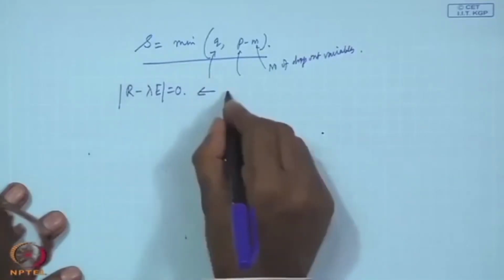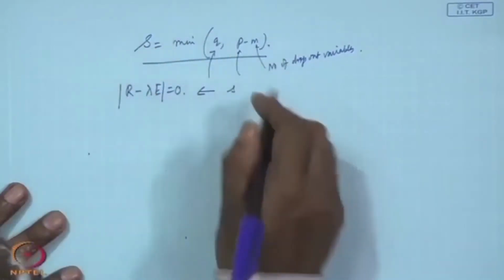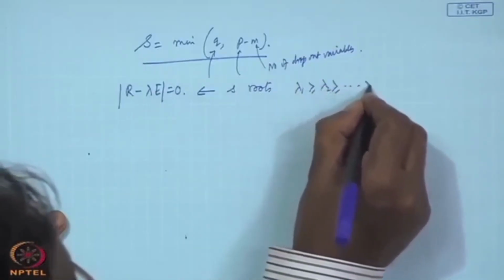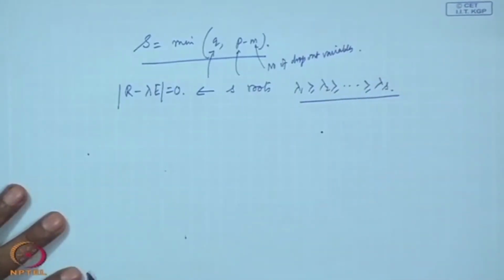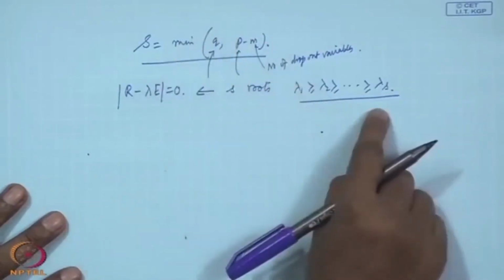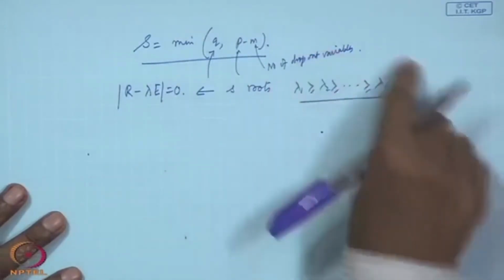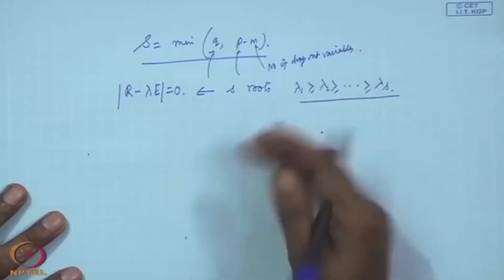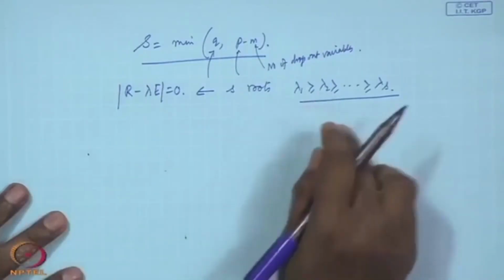this will be a polynomial of power S, because there are S roots. These roots are lambda 1 greater than or equal to lambda 2 greater than or equal to lambda S. When you do the eigenvalue decomposition of this matrix, ultimately you will find that there are P roots, or here S roots, and the first one is the maximum, followed by the next, like this.